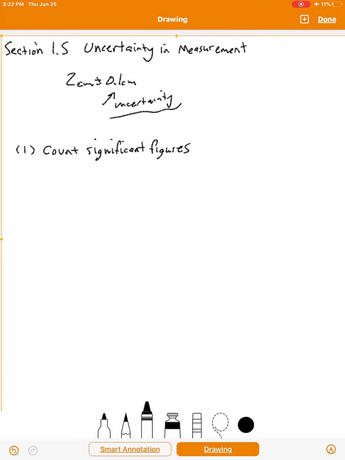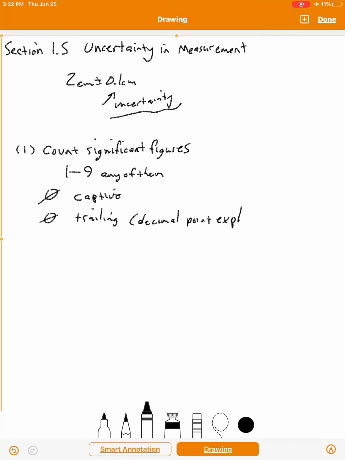Significant figures are any number between 1 and 9, and then 0 if it's captive, 0 if it's trailing and there's a decimal point in the number, so the decimal point is explicitly shown, and then 0 if it's trailing and no decimal point is shown. I'm going to put a question mark, meaning we don't know whether that counts as a significant figure.